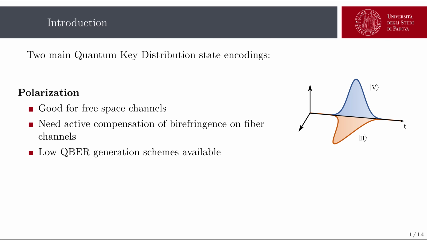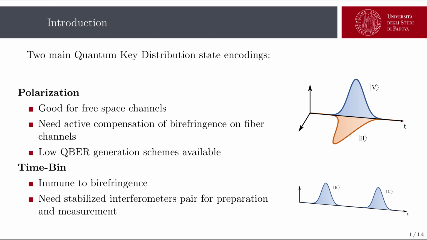To generate such states, we have some good schemes that provide us good performance in terms of stability and qubit quality. One of those will be presented later on in this presentation. The other commonly used encoding is time-bin, so the information is encoded in the position of the photon. Those kinds of states are immune to birefringence, but we need to stabilize the two interferometers needed for the preparation and measurement in order to use this kind of encoding.